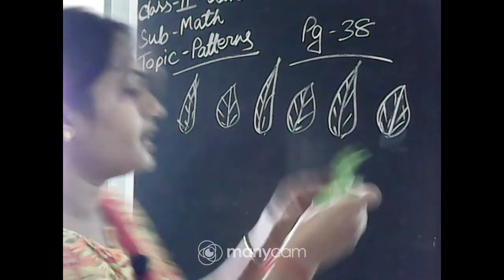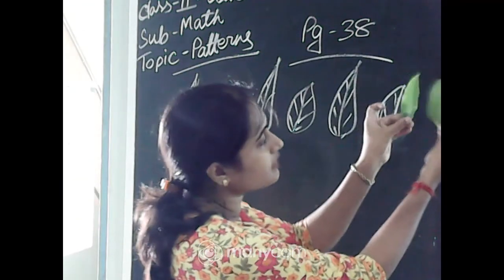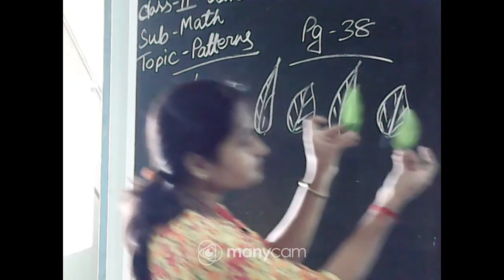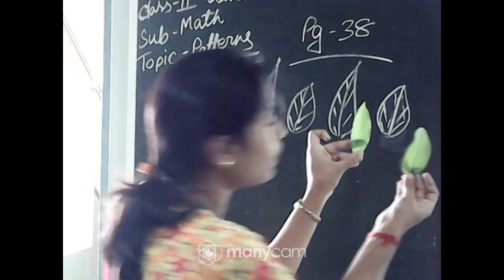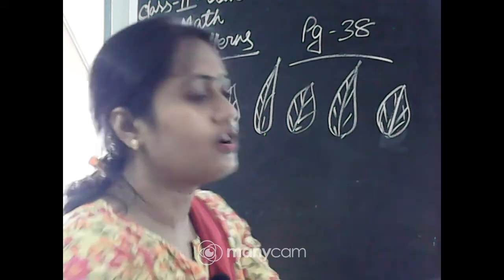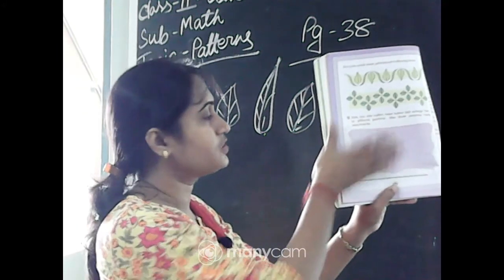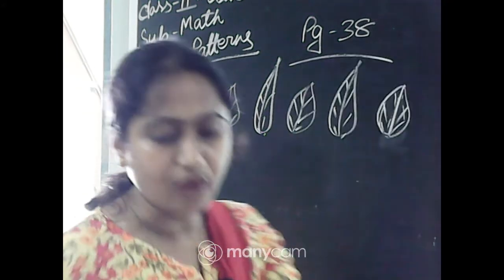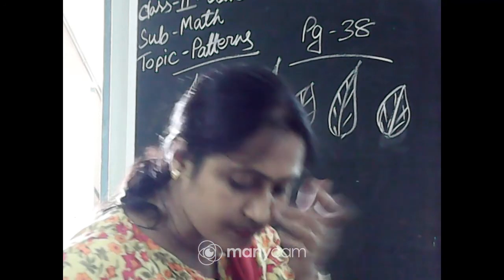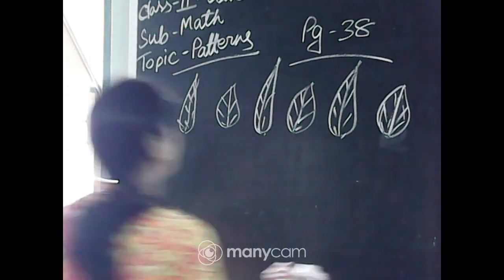This is the mango leaf and this is the guava leaf. Please draw here. All of you please draw over here. One mango, one guava. Now we can arrange in another way also.